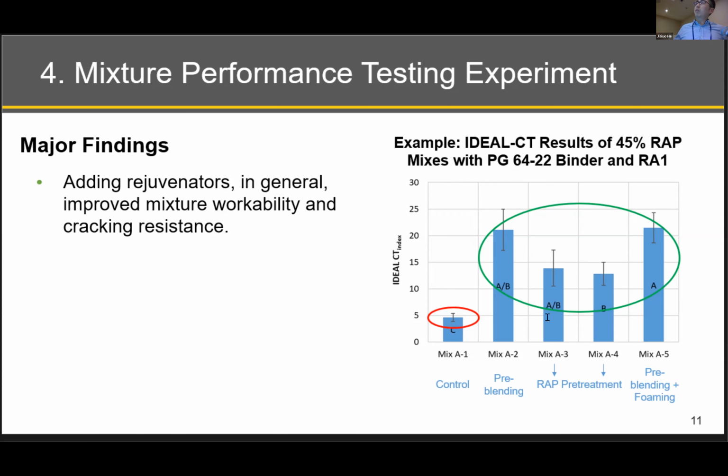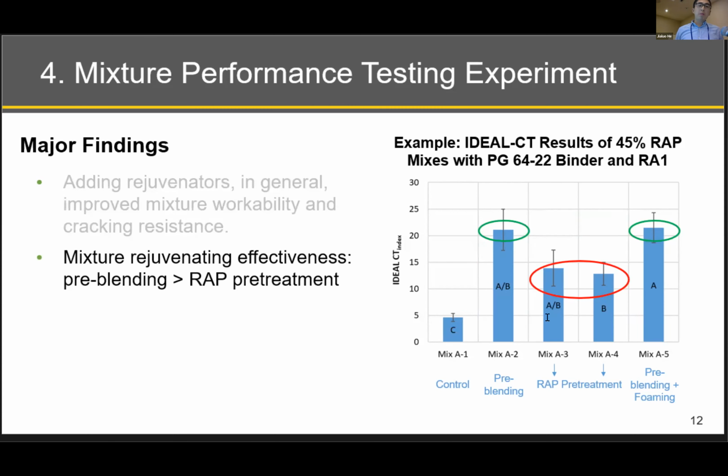But anyway, based on the results we collected, we found that adding rejuvenators in general improved the workability and the cracking resistance of the mixes. That's why you see the 4 bars on the right side give us higher numbers as compared to the control, which is promising, that indicates the rejuvenator is doing the job, right?